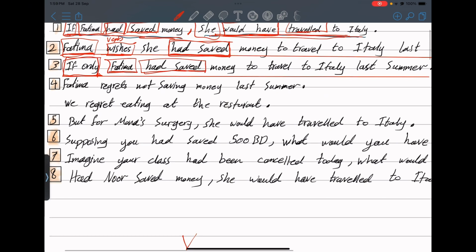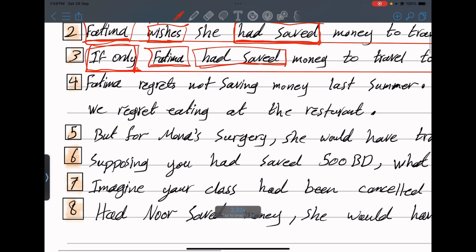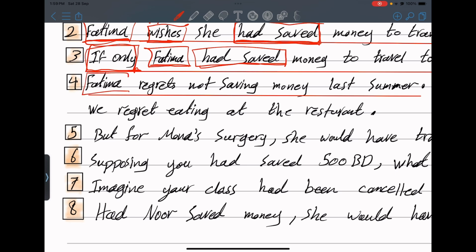Here, about regretting, we write the word regret. And here, we don't use the past participle. So we have Fatma regrets not saving money last summer. Did she save? No, but she is regretting that she didn't save. So we have Fatma the subject, regrets, the main thing you have to write, and you have not saving, the verb with ing.